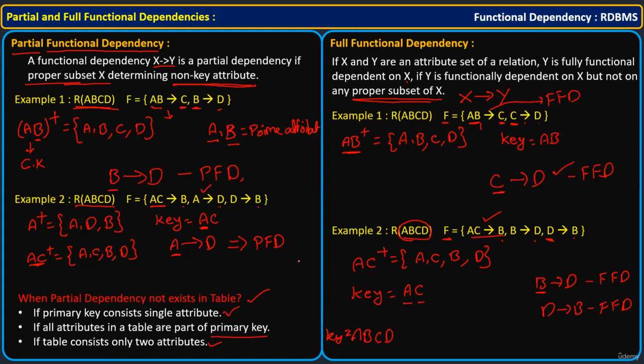So this is, first of all, partial functional dependency and full functional dependency. These two things we are going to use in normalization, especially second normal form. Second normal form is completely based on these two definitions only.